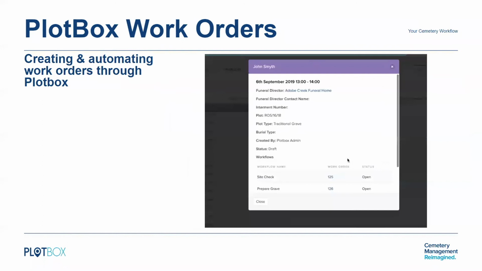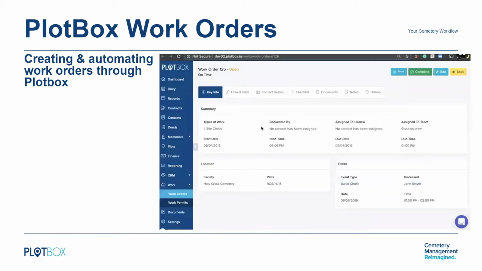Okay. So after the event has been saved to the calendar, you can actually click on the event itself and you'll be able to see the live status of each individual work order. So you can see here on this example, we're looking at a burial from the 6th of September in 2019. The site check and the prepare grave are work orders 125 and 126 respectively. And the status of those is that they are in fact open. So that way, if you do need to look at the work order for any reason, you can actually click on that number and it'll bring you into the work order itself.